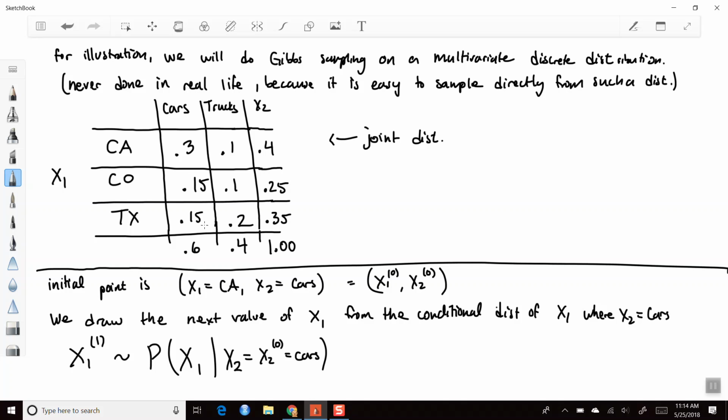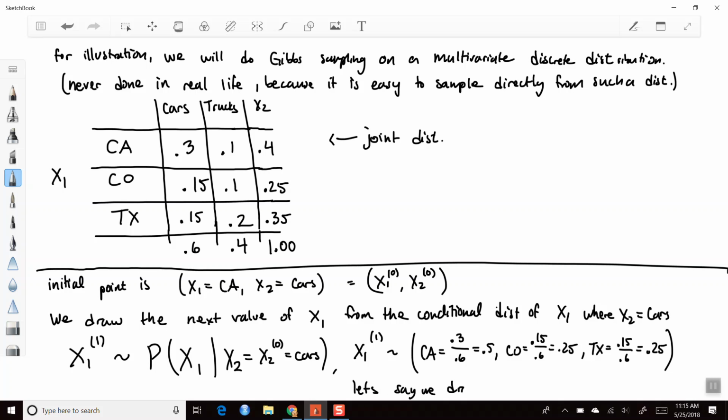If we condition on cars, then x1 at time 1 comes from the distribution where California has probability 0.3 divided by 0.6, which is equal to 0.5. Colorado has probability 0.15 over 0.6, which is 0.25, and Texas has probability 0.15 over 0.6, also 0.25. So x1 will come from this univariate distribution where California has probability 0.5, Colorado 0.25, and Texas 0.25. Does that make sense?